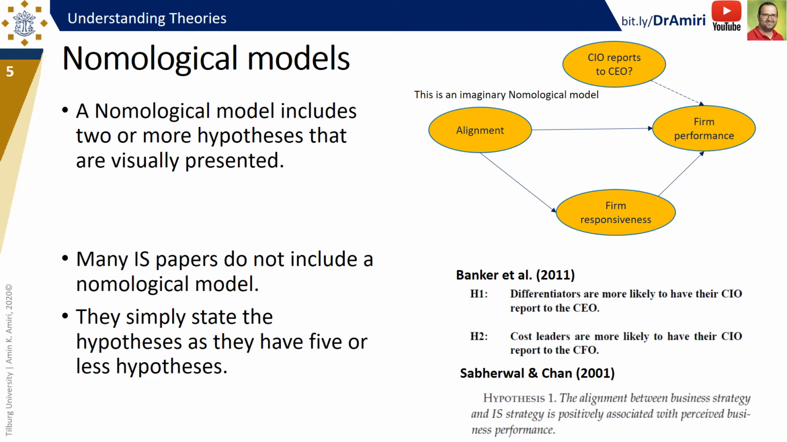Examples are the papers that I introduced to you in the previous lecture, Banker, Toll, and Saberwal and Chan. If you open those papers, you only see hypotheses, and they are just verbally stated. There is no visual representation of these hypotheses in the paper. So note that a theory can be presented in a visual way as well as a textual manner.